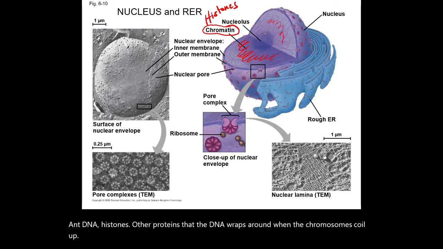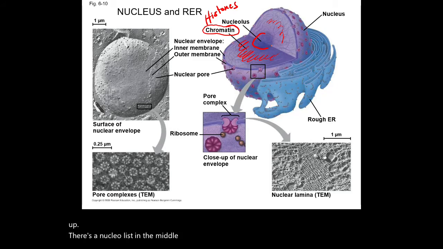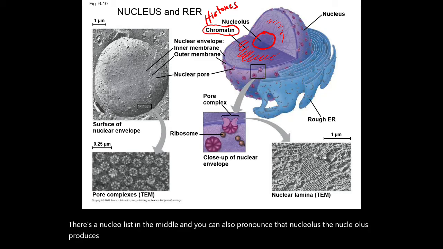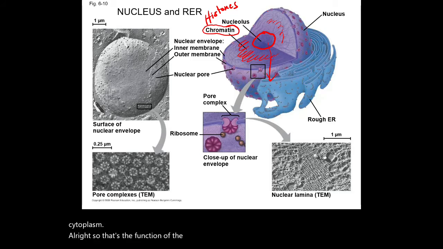There's a nucleolus in the middle, and you can also pronounce that nucleolus. The nucleolus produces ribosomes for the cell that then get exported out to the rough ER and out to the cytoplasm. All right, so that's the function of the nucleolus. It's like a mini nucleus inside of the nucleus.